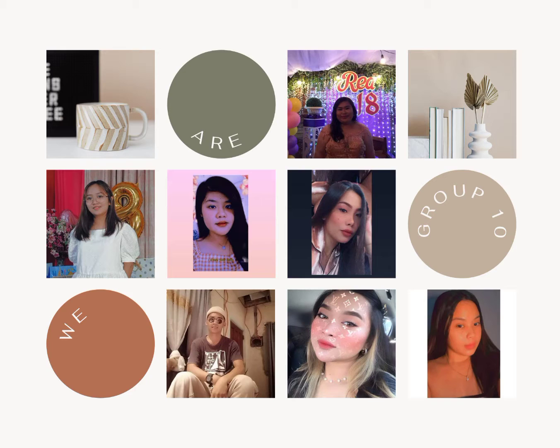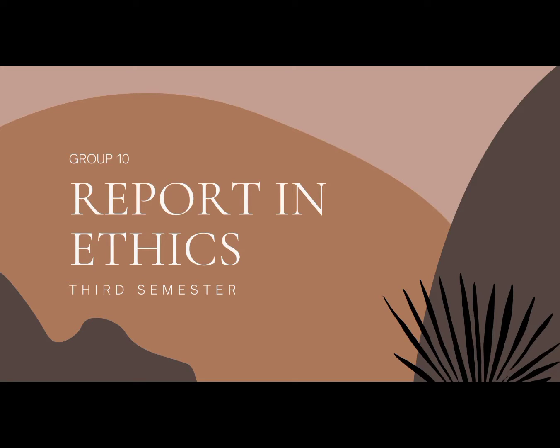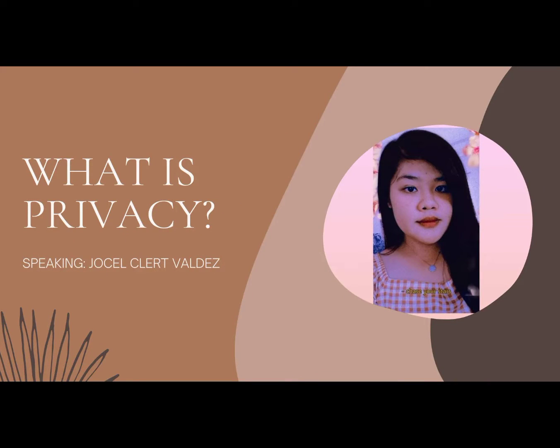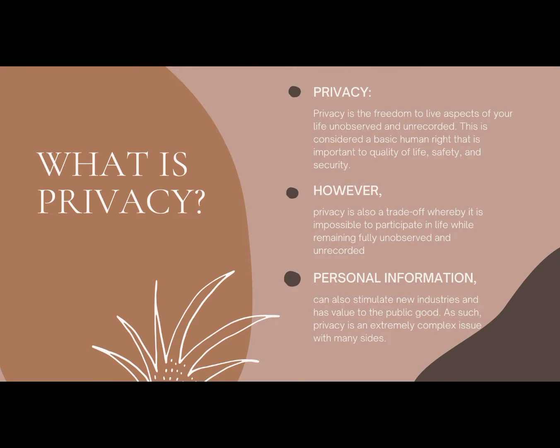Without further ado, let us now go to the first topic, which is: what is privacy? Privacy is the freedom to live any aspect of your life unobserved and unrecorded. This is considered a basic human right that is important to quality of life, safety, and security. However, privacy is also a trade-off, whereby it is impossible to participate in life while remaining fully unobserved and unrecorded. Personal information can also stimulate new industries and has value to the public good. As such, privacy is an extremely complex issue with many sides.